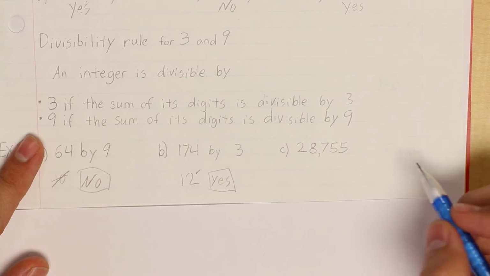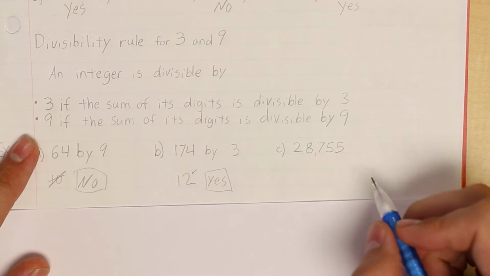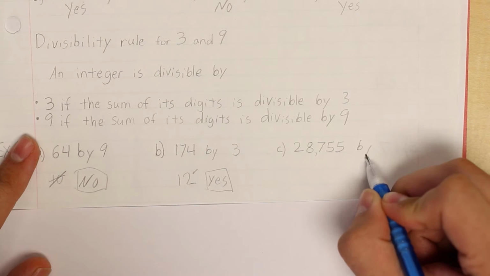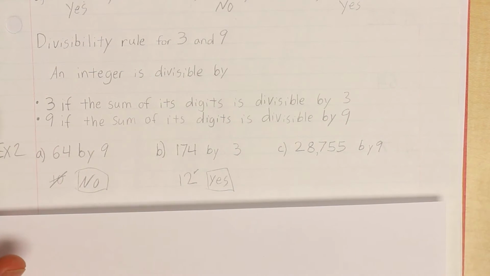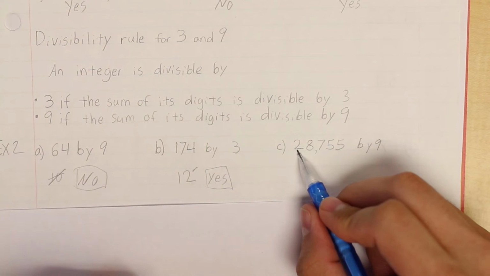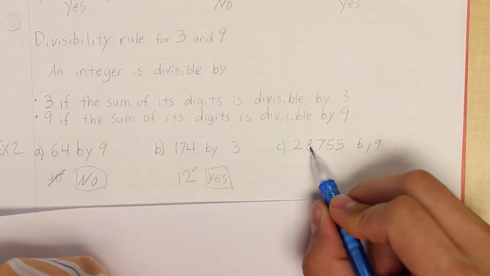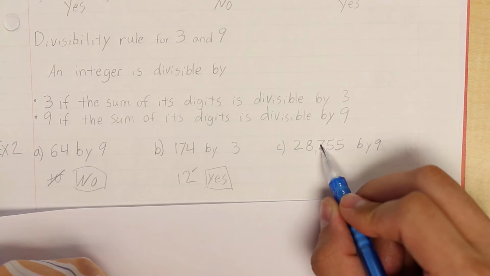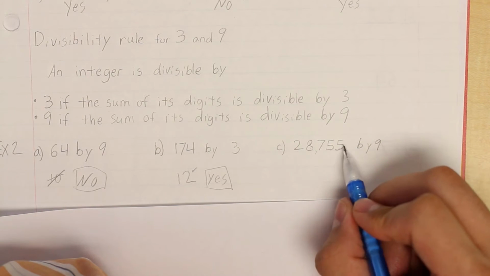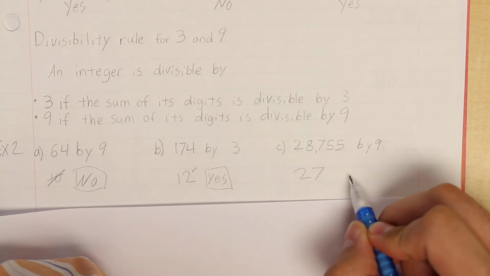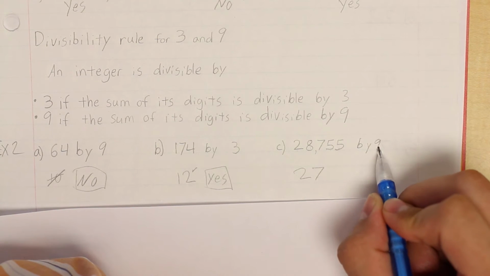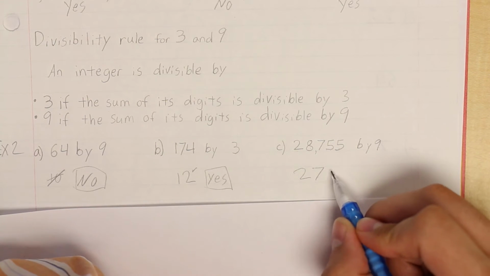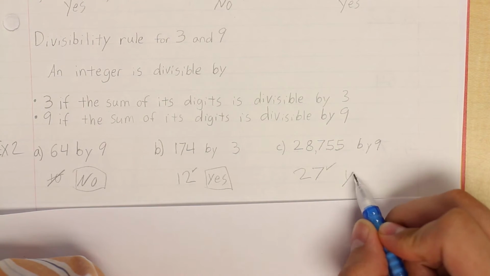Now we've got this number over here. Is this number right here divisible by 9? Let's find out. 2 plus 8 is 10. And then I see two 5s over here. If I add those together, I would get another 10. Plus, if I add all these together, what I'm going to get is a 27. Is 27 divisible by 9? Yes. So yes.